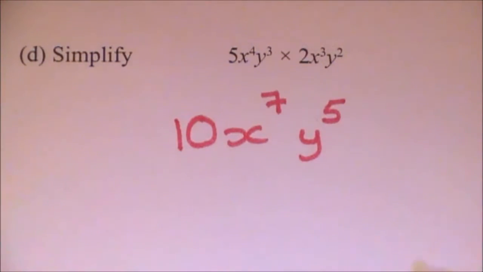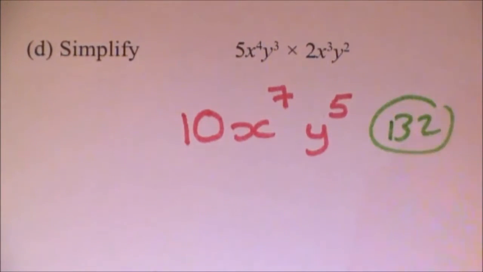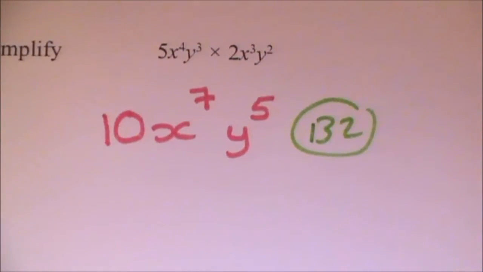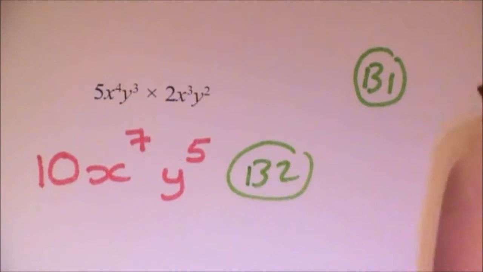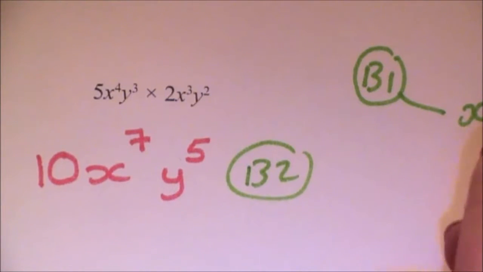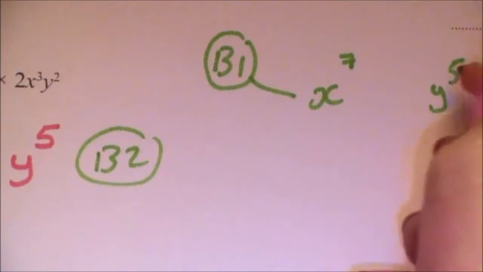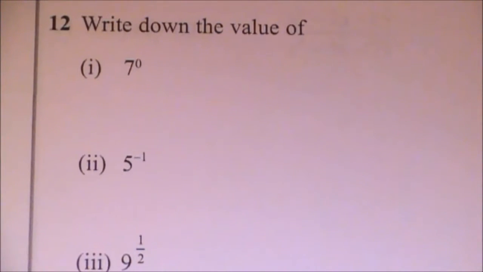Now, because this is an index law question, you actually get 2 marks for showing that you know the knowledge to get that right. If you haven't got exactly that answer, then you can get a B1 mark for just showing one of the index laws. So for example, maybe getting the x to the power of 7 correct, or for getting the y to the power of 5 correct. Question 12 again is all about knowledge and facts.